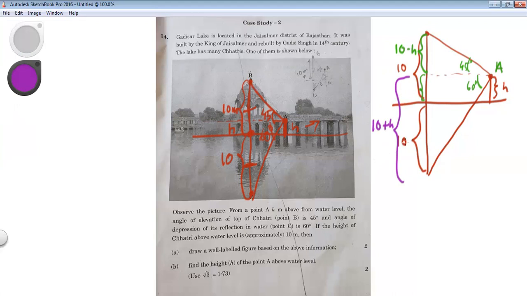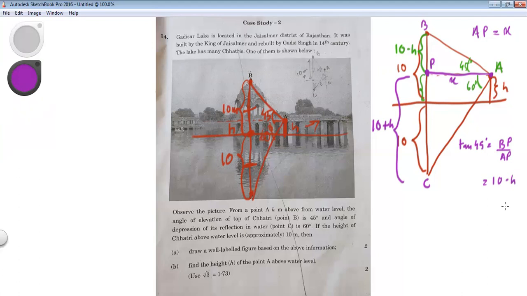First, since this is 10 minus h, and this is 45, let's say this is x, the perpendicular distance from A. Let's say this is B, this is C, and let me say this point is P. So AP is equal to x. Therefore tan 45 degrees will be equal to BP by AP, right? So BP is 10 minus h. That should be clear.